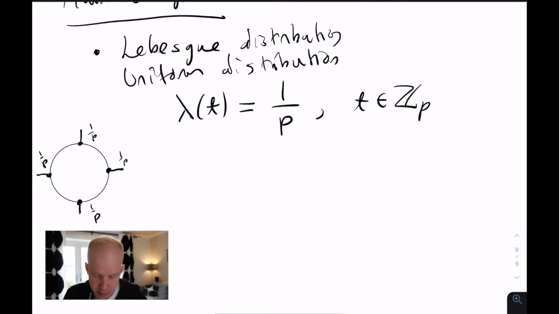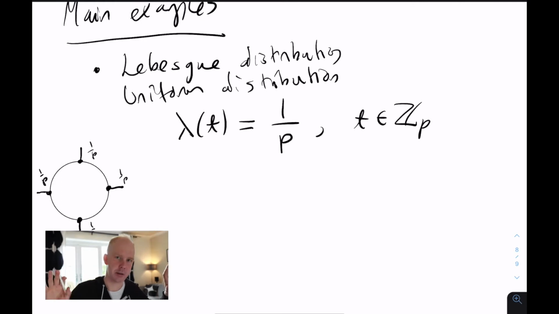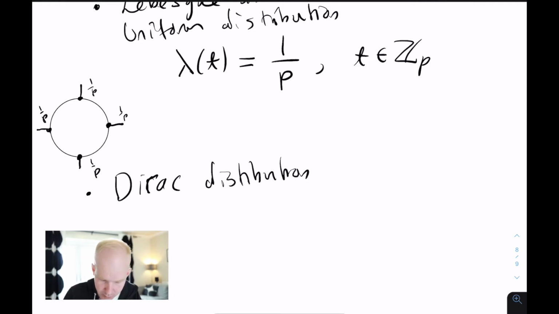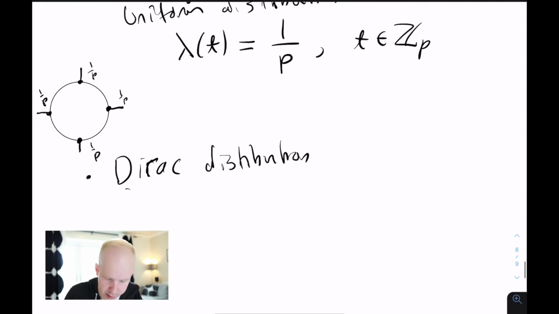And that's basically complete uncertainty. If you do a random trial, everything is equally as likely to be chosen as an element in the group. But then the other extreme that you have here is the Dirac distribution, which is also sometimes called the singular distribution.